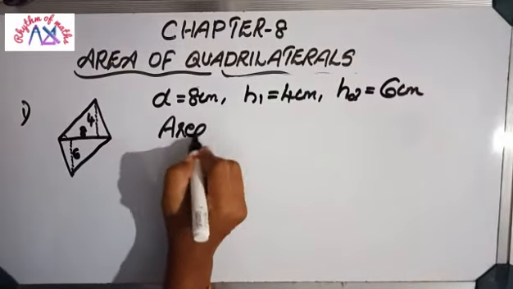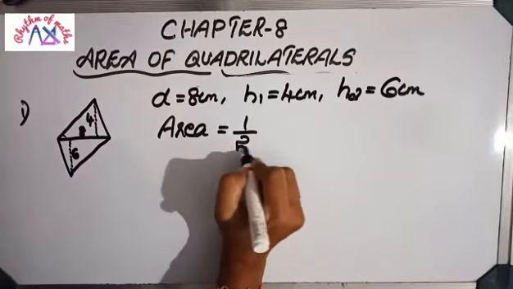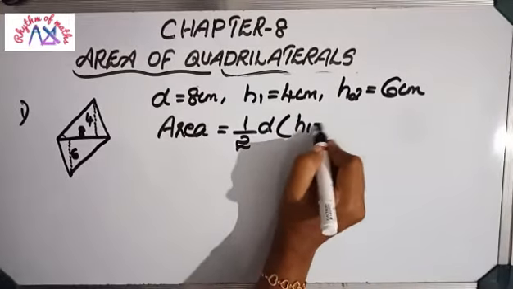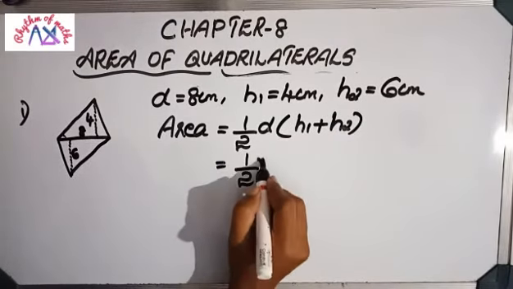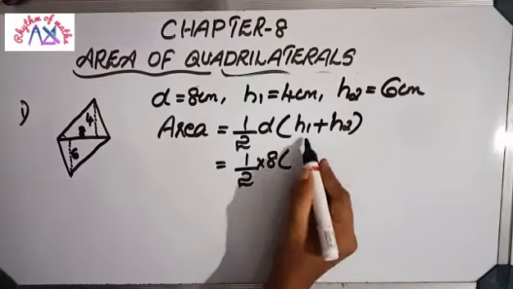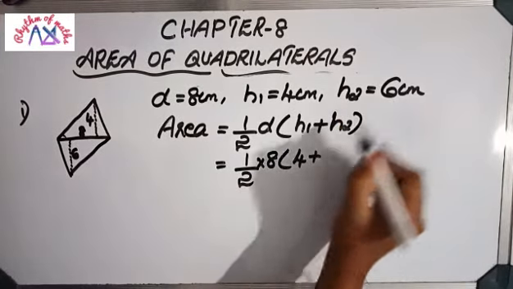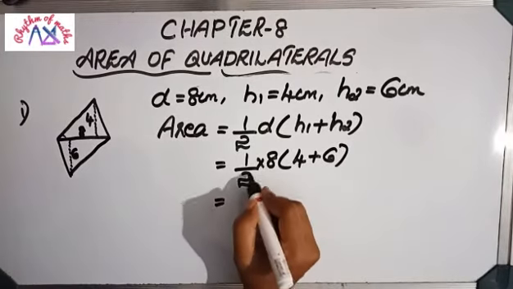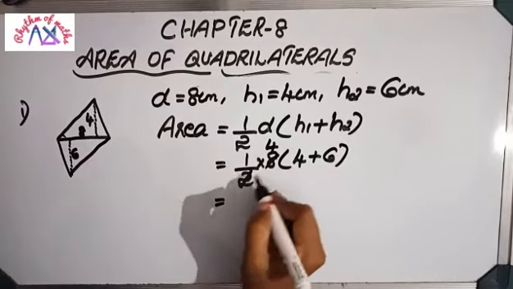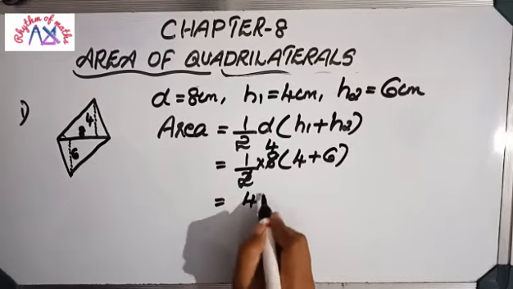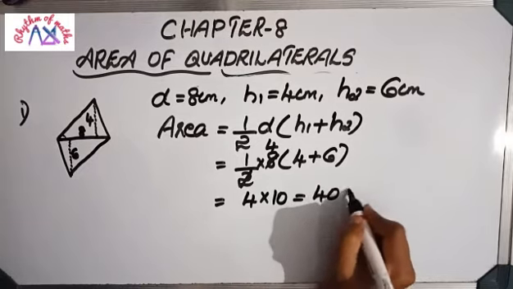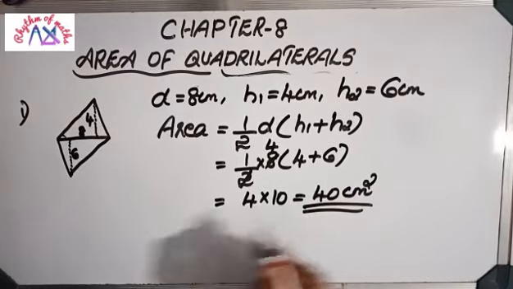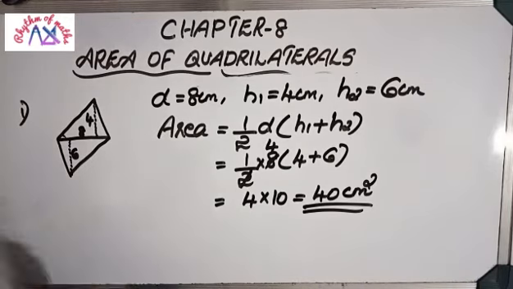Now area. Area of quadrilateral equation is half into D into H1 plus H2. Learn all the equations by heart. So half into D, which is 8, into H1 is 4 plus H2 is 6. That is 2 and 8 we can cancel, in 8 four 2s are there. So 4 into 6 plus 4 is 10. So the answer becomes 40 centimeter square. This is the area of the given quadrilateral. So this is the first question answer.